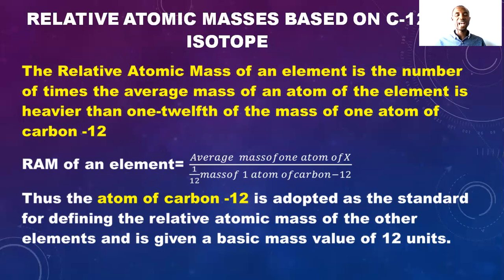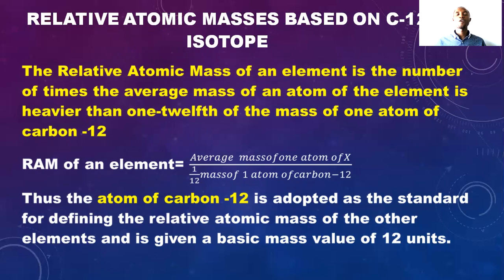Now, relative atomic mass, abbreviated RAM, of an element can be defined this way: the average mass of one atom of X divided by 1/12 of the mass of one atom of carbon-12. You can define it this way and it's still very acceptable. Thus, the atom of carbon-12 is adopted as the standard for defining the relative atomic mass of an atom of other elements, and is given a basic mass value of 12 units.